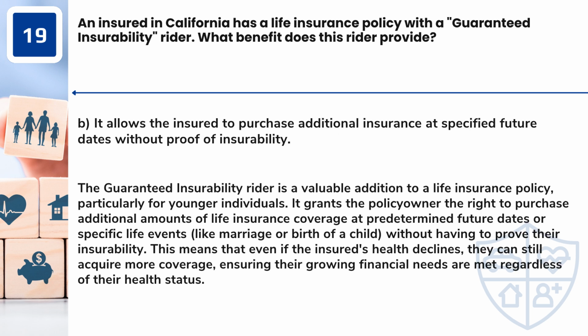Answer: B. It allows the insured to purchase additional insurance at specified future dates without proof of insurability. The Guaranteed Insurability Rider is a valuable addition to a life insurance policy, particularly for younger individuals. It grants the policy owner the right to purchase additional amounts of life insurance coverage at predetermined future dates or specific life events, like marriage or birth of a child, without having to prove their insurability. This means that even if the insured's health declines, they can still acquire more coverage, ensuring their growing financial needs are met regardless of their health status.